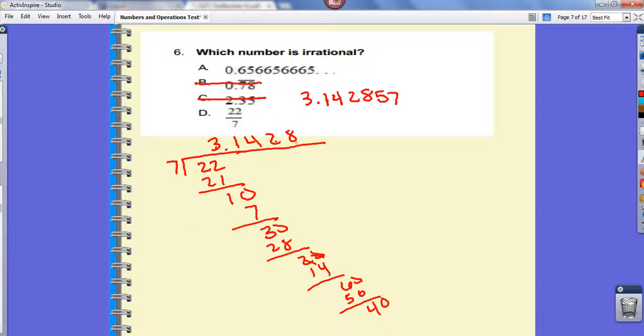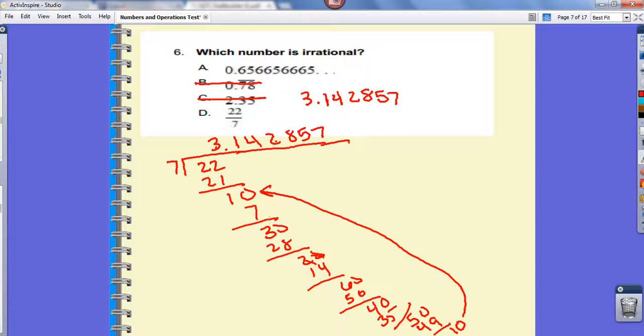So when I keep going, I'll show you what I really want you to see here in just a second. And then, okay, here's the key. You do your 7 times 7, 49. And you notice here, 10 minus 9 is 1. Bring down my next 0. If you look here, and look back up here, we're going to start that same pattern over.